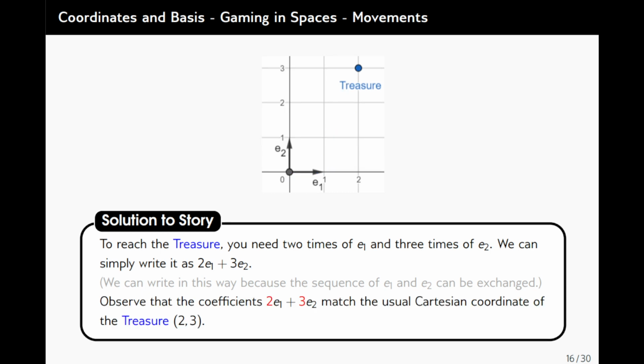This 2 and 3 is exactly the Cartesian coordinates we usually call (2, 3), right? This coordinate (2, 3) corresponds exactly to the coefficients of the movements: how many times of the E1 and E2 movements you need to get to the treasure. So this is called the coordinate.